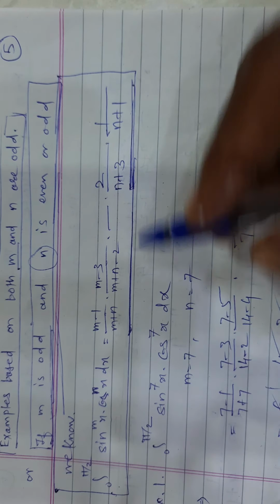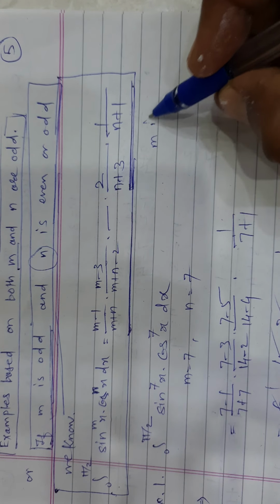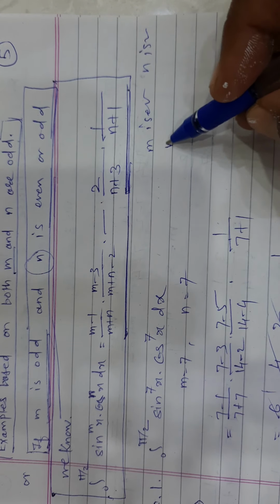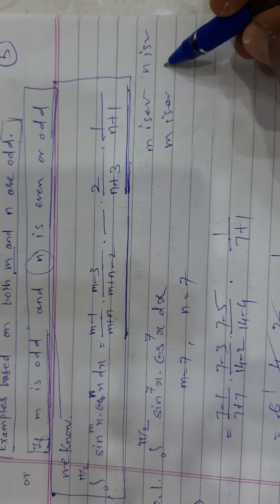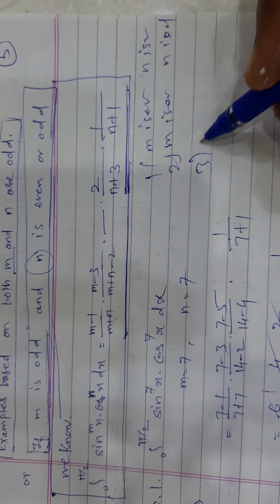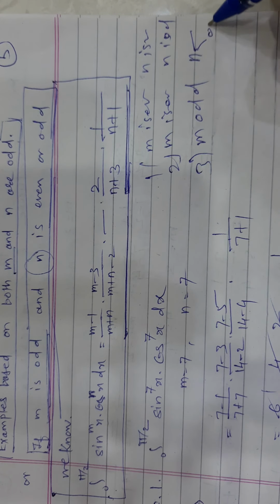m is odd. First, now the case is m is odd. Before that we have seen m is even, n is even. Then m is even, n is odd. That is the first case. Second case. Now the third case is m is odd, then n is even or odd, doesn't matter.